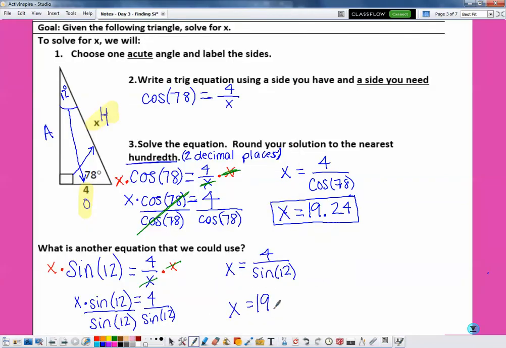My recommendation, though, is to always use the angle you're given. This way you don't accidentally subtract wrong and mess up your work. But this is also a good way to check your work when you're done.